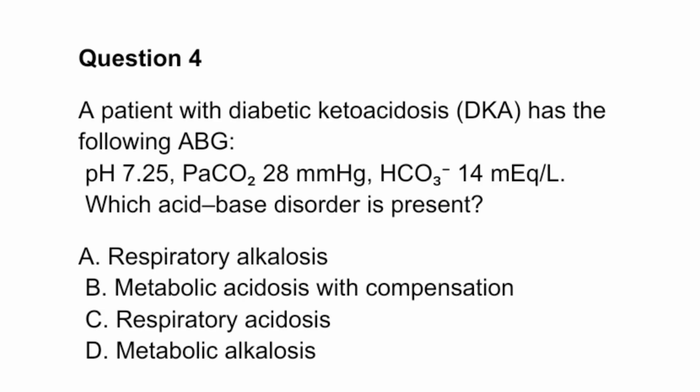Question 4. A patient with diabetic ketoacidosis, DKA, has the following ABG: pH 7.25, PaCO2 28 mmHg, HCO3- 14 mEq/L. Which acid-base disorder is present? A. Respiratory alkalosis. B. Metabolic acidosis with compensation. C. Respiratory acidosis. D. Metabolic alkalosis.